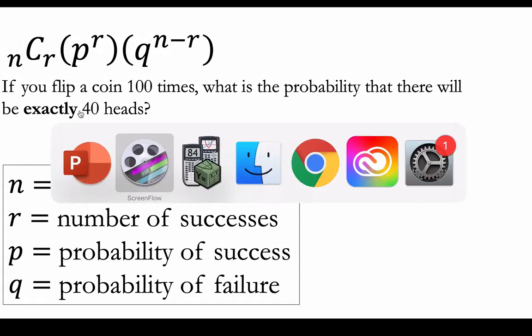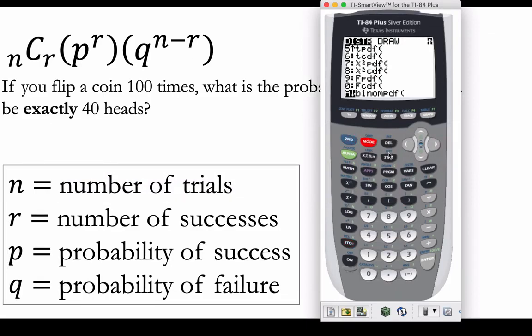On a graphing calculator, you could just power through this. You could type in, in this case, 100, and then go to math, probability, nCr, that's the combinations function right there. And then r is 40. 100 choose 40. Big number. And then you're going to multiply by the probability of getting a heads for 40 times. So times that answer times 0.5 to the 40th power.